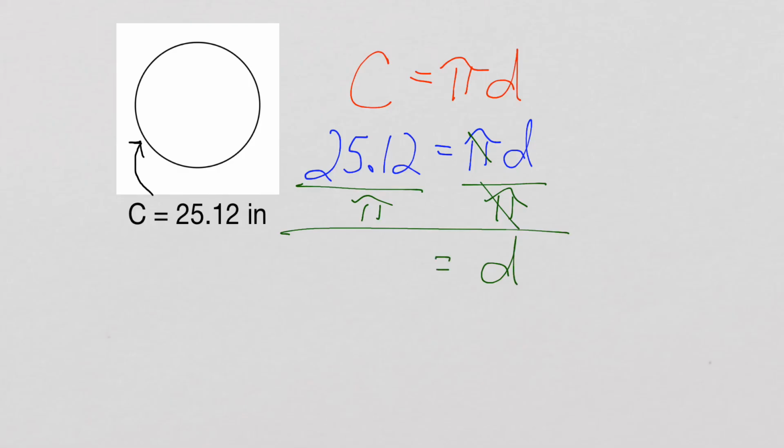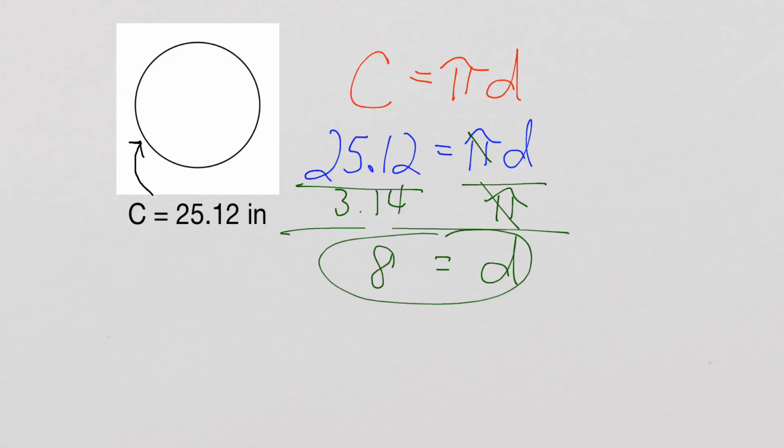Now again, let's replace the pi symbol with 3.14. 25.12 divided by 3.14 gives me a total of 8. So my diameter is 8.